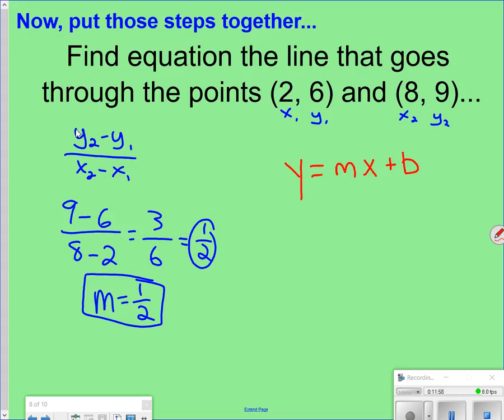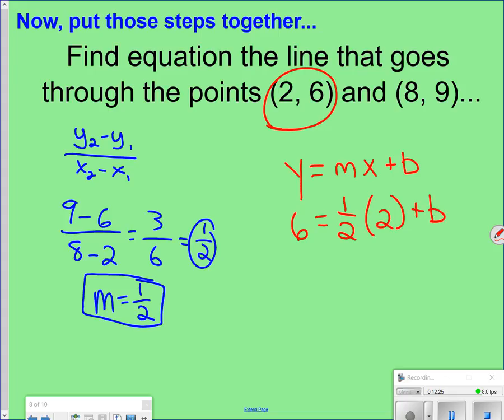It's 1/2. Now, in the problem that Mr. Crofton had before, he had only 1 point. Here we have 2. The benefit is you can just pick whatever point you're going to use. So I'm going to use the 2 and the 6 only because they're smaller numbers, and I'm going to plug everything in. So 2 is my x, 6 is my y. I'm going to plug in 6 equals, my slope is 1/2, times 2, plus my b.